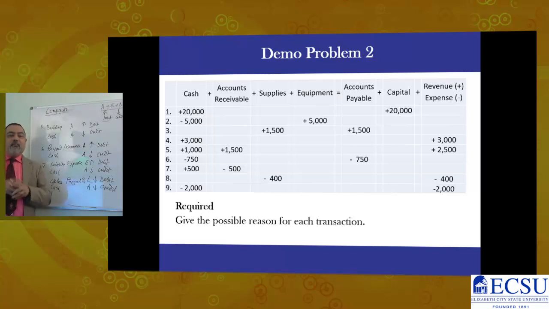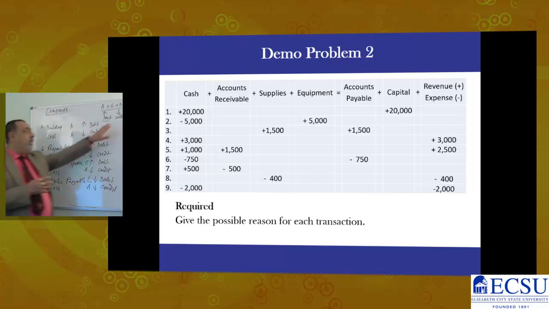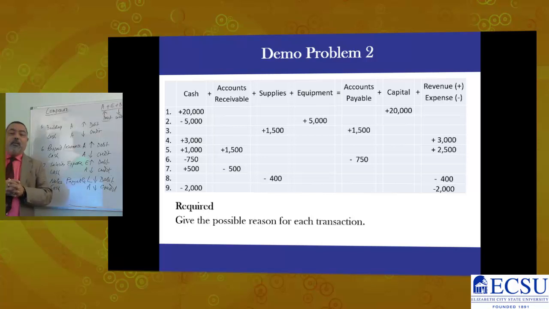Number 6, you can see minus 750 and minus 750 in cash. If you see a minus in cash, that would mean the cash is decreasing. And why is it decreasing? Because I paid off some accounts payable. So accounts payable was paid in cash. Next is number 7. I received cash 500, because cash is plus, minus receivable. So that would mean I received $500 from my customers who owed me some money. So that is going to be 7.